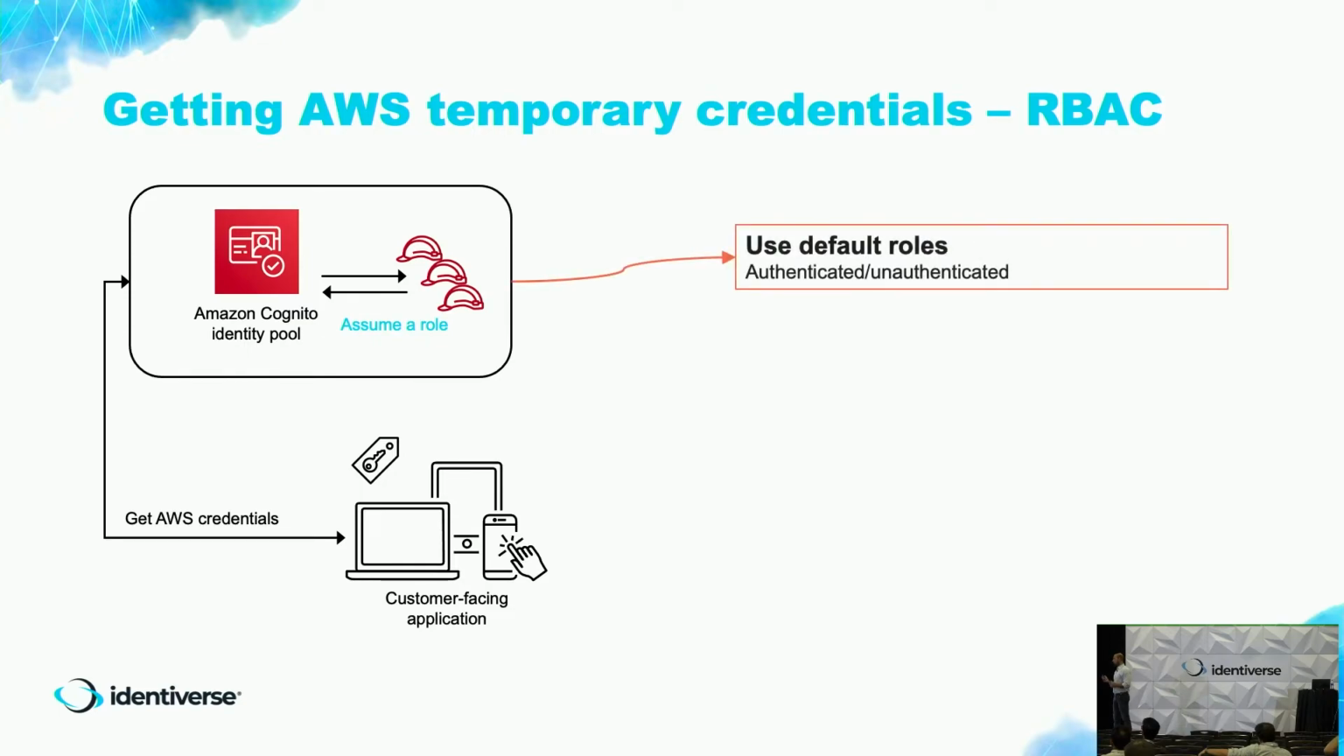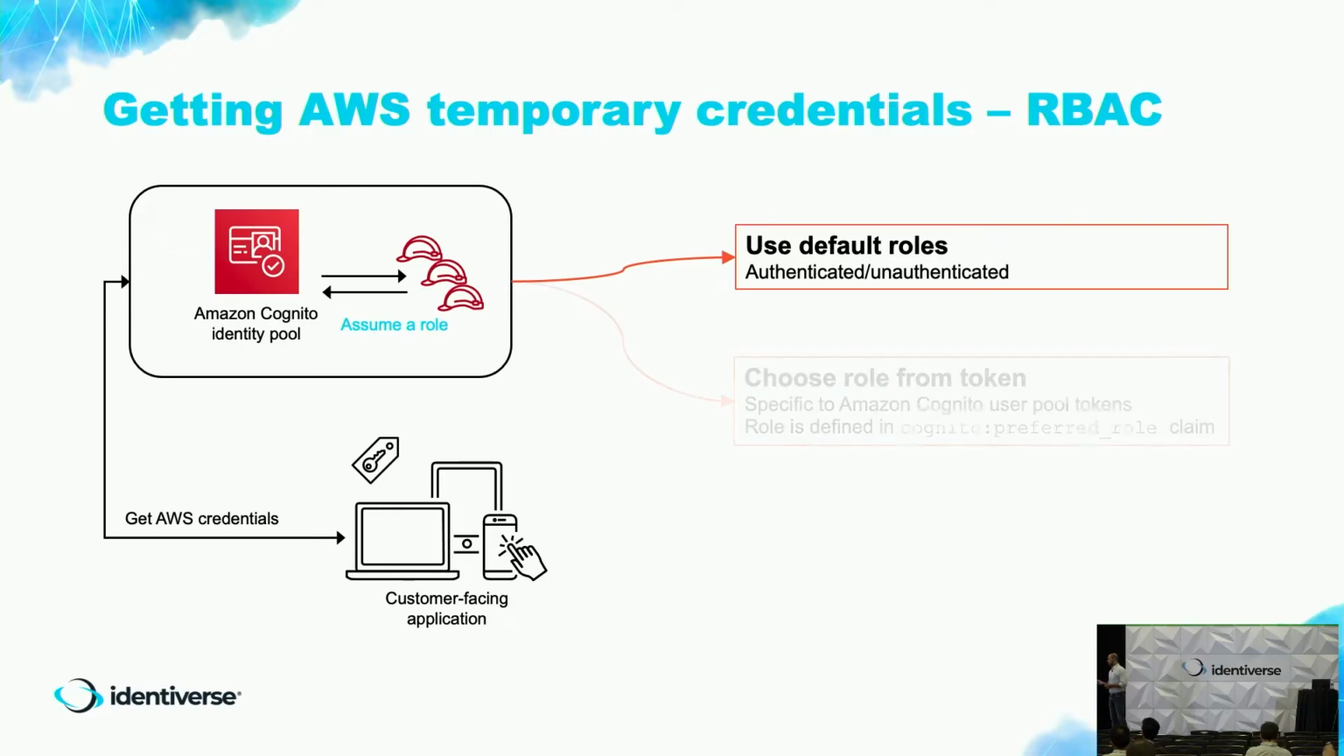And for this, you have 3 options. The first option is using the default configuration, which is simply authenticated and unauthenticated roles. So if you want to treat users in my system as guest users and authenticated users, this is the default configuration. You don't need to do much with this.